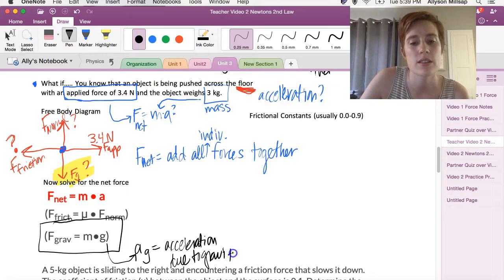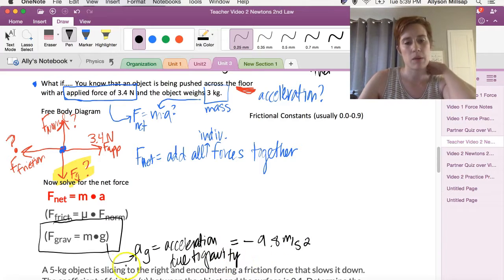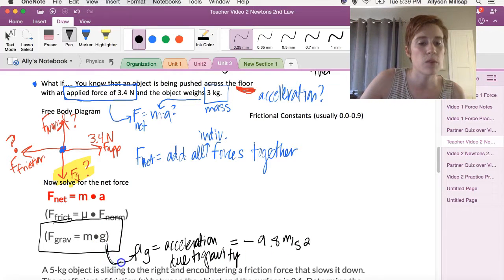We learned this last unit. What is the value for acceleration due to gravity? It's negative 9.8 meters per second squared. Okay, that you'll need to memorize. So these formulas you don't have to memorize, but you do need to memorize the value for acceleration due to gravity. So let's calculate the gravitational force.